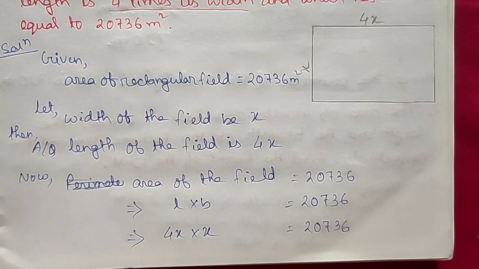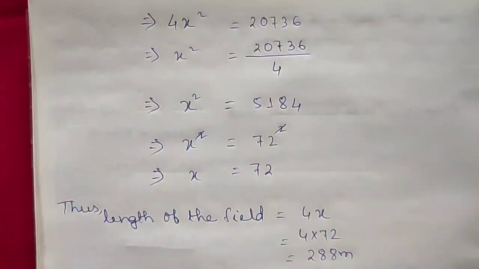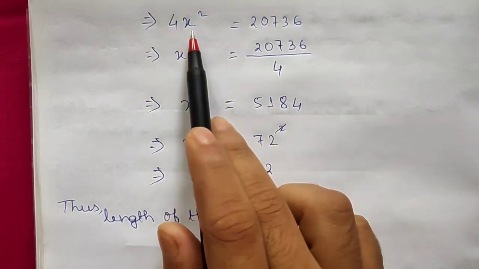Now what we'll do, we'll multiply 4x with x. So 4x, when we multiply 4x into x, what will it be? 4 into 1 is 4. Then x into x, what will it be? x square. Then that means 4x square equal to 20736.